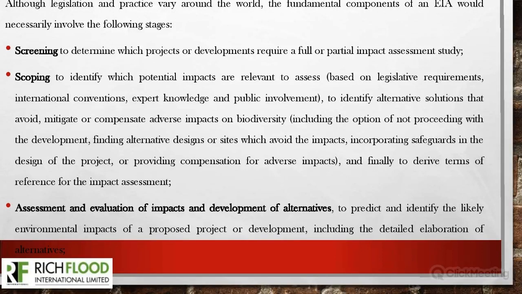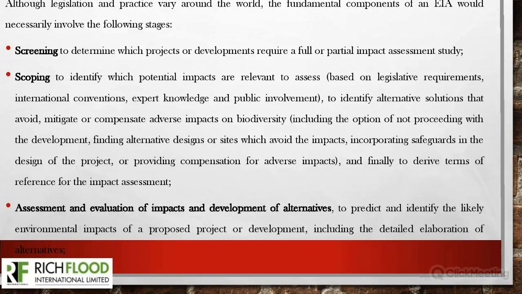The first stage that we have is the screening. The essence of this is to determine whether a project requires a full impact assessment study or not. Then we have the next stage, which is scoping.